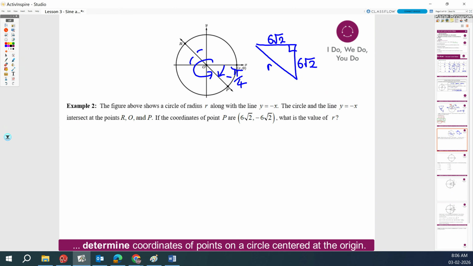This angle here is minus pi over 4. So a full rotation is 8 pi over 4. This is 1 less, 7 pi over 4. A full rotation is 8 pi over 4. Half a rotation is 4 pi over 4.